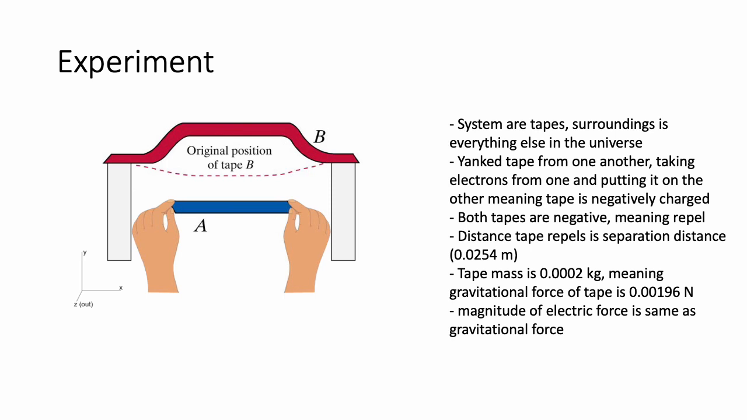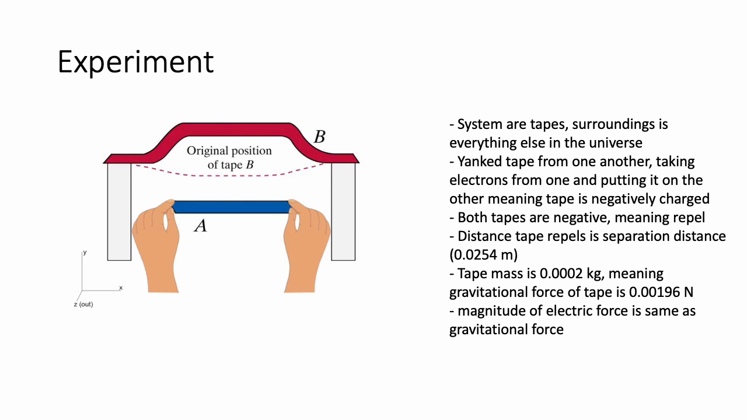And then in this experiment, the system is the tapes, and the surroundings is everything else in the universe. So what you would do is you would combine two tapes and then yank the two tapes away from each other. One tape would take all the electrons from the other one, meaning that one tape is negatively charged, the other positively charged. And you would do this twice. So you would have two negatively charged tapes called U tapes.